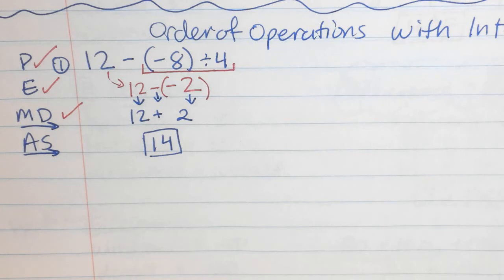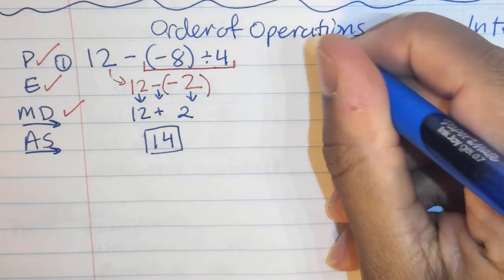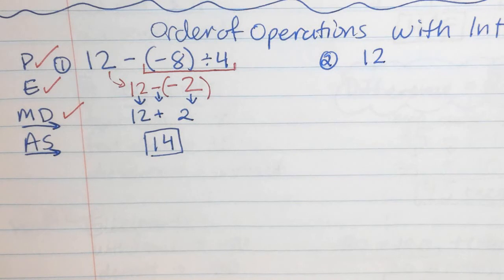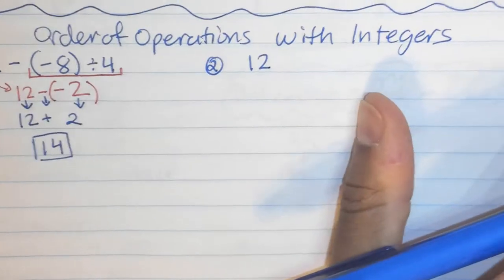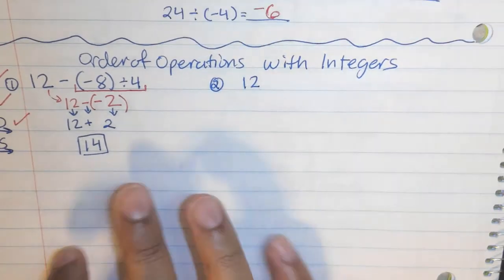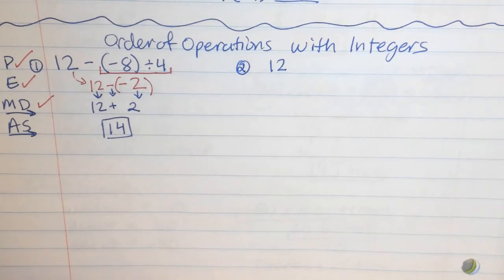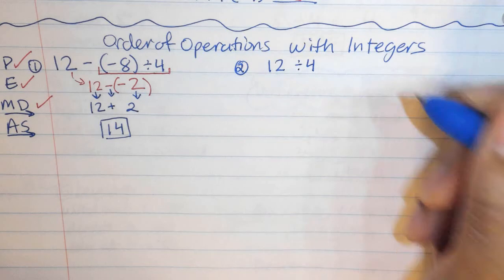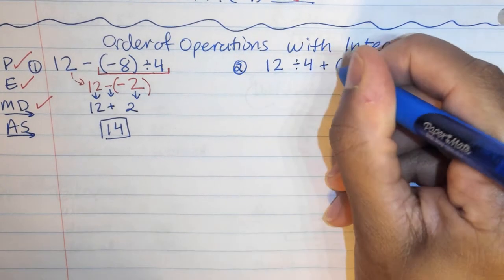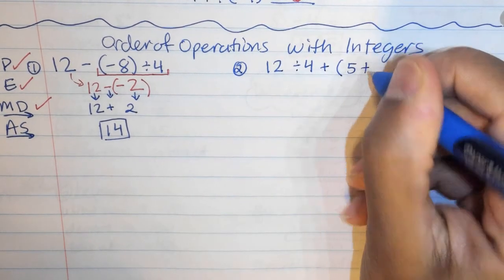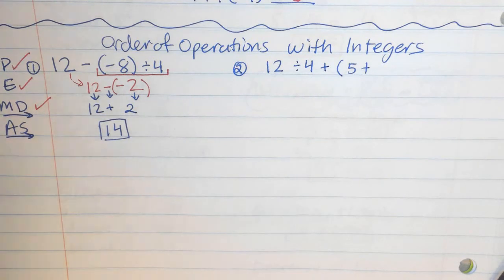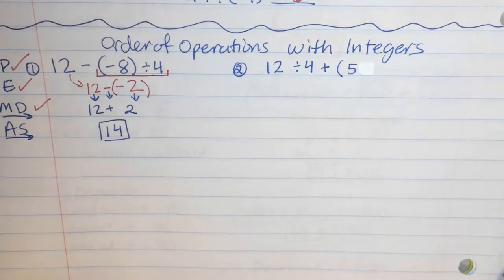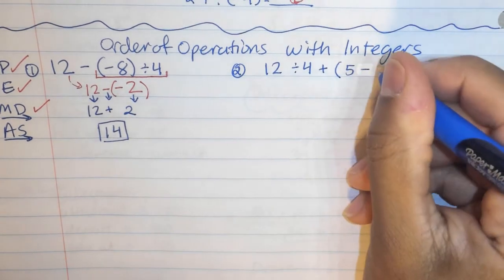Okay, let's do this one. Number 2. Let's do 12. Can y'all see that? Okay, let me scoot it over a little bit. Let's do 12 divided by 4 plus parentheses 5 minus 6. I'm going to do subtraction. So let's do 5 minus 6.